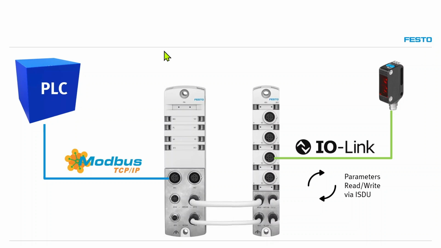In this video, I'm going to explain how to read and write IO-Link parameters via ISDU, using Modbus TCP/IP. There are some libraries available, for example from the Festo website, you can get libraries for CODESYS that already do this. But what we're going to explain today is how to do this without those libraries, basically handling the raw data.